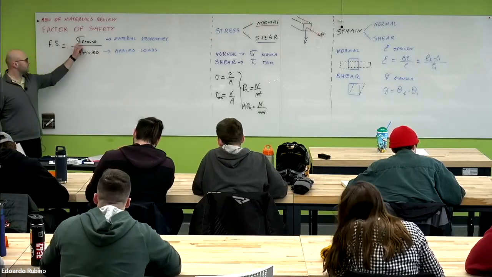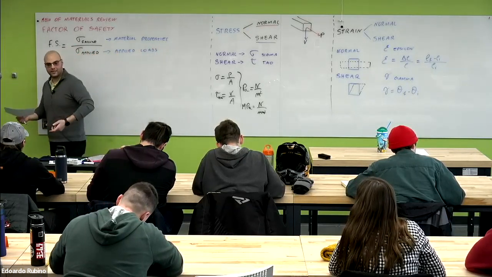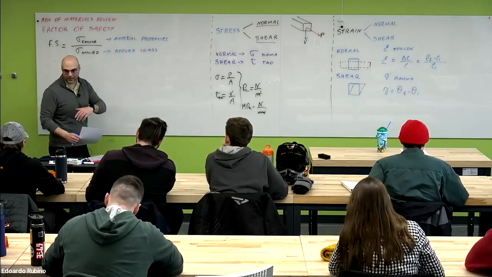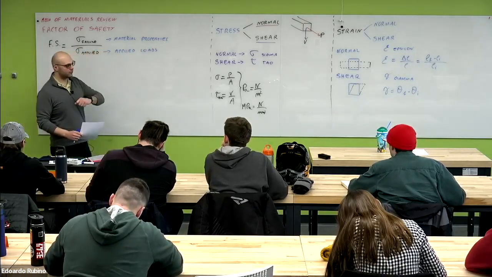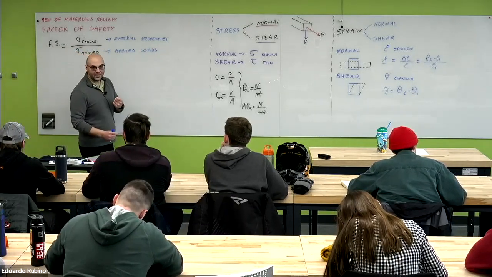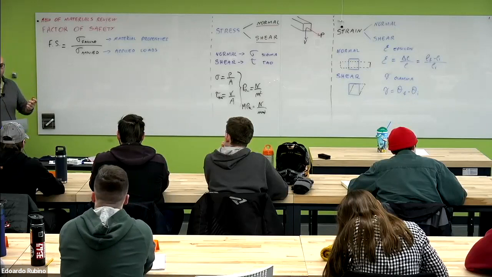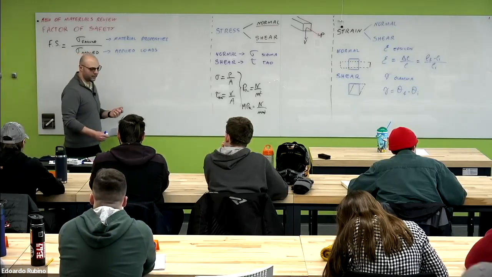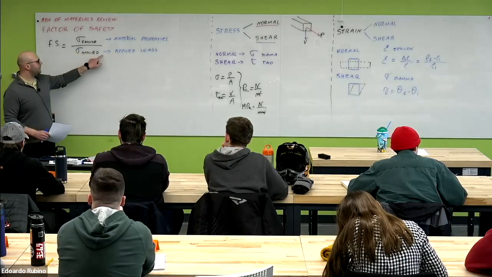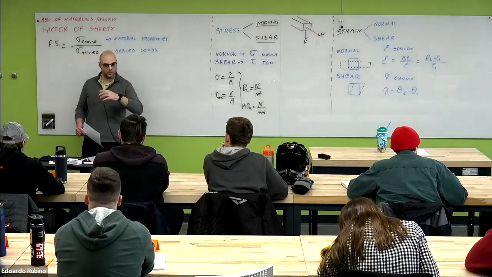So this one, sigma failure, again, depends on the material properties. Depending on what type of material we have, if it is a brittle material or a ductile material, we define sigma failure slightly differently. If it is a ductile material, we need to use sigma yielding. If it is a brittle material, we use ultimate strength. And then sigma applied is something that we need to determine by looking at what kind of loads we have on our structure.